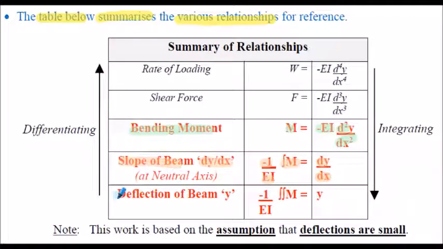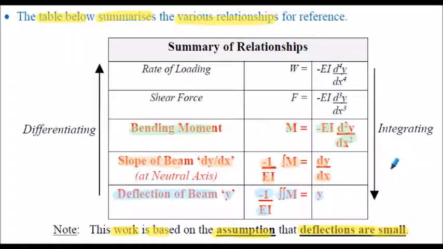And if we integrate again, we find the deflection of the beam, that's y, so negative 1 upon EI multiplied by the double integral of the bending moment expression. That gives us the deflection of the beam. Again, we need to be careful that all the work we're going to consider is based on the assumption that deflections of the beam are small compared to the length or the span of the beam.